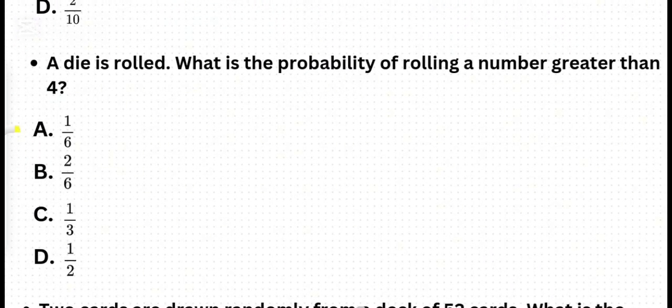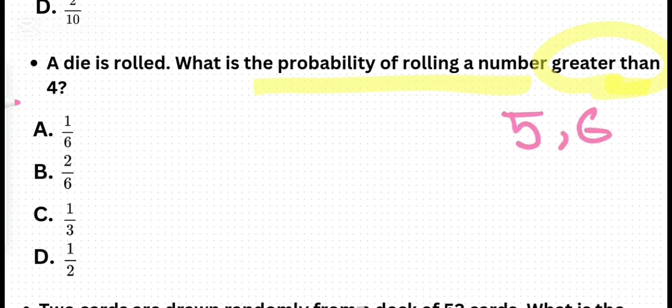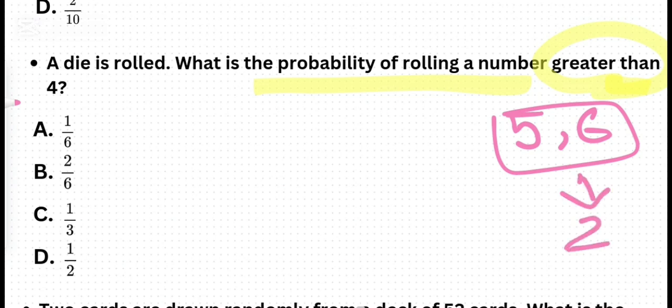Now the next question is, a die is rolled. What is the probability of rolling a number greater than 4? Previously the question was about less than 4, now it is greater than 4. If you roll a dice or a die, both words are correct. So greater than 4 are 5 and 6, total 2 numbers, right? Total 2 numbers you will get.